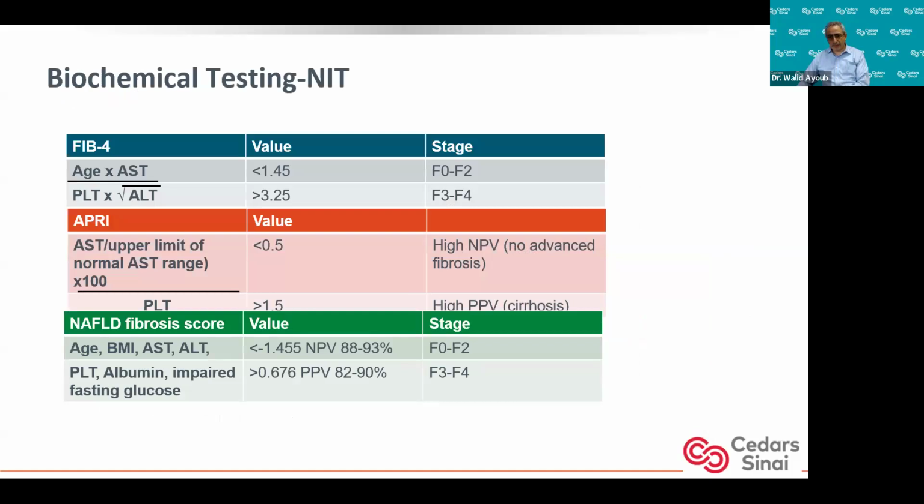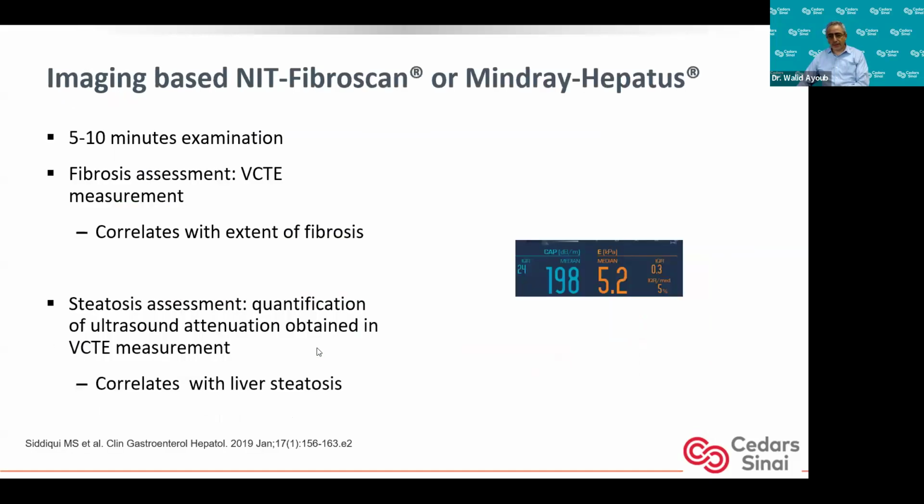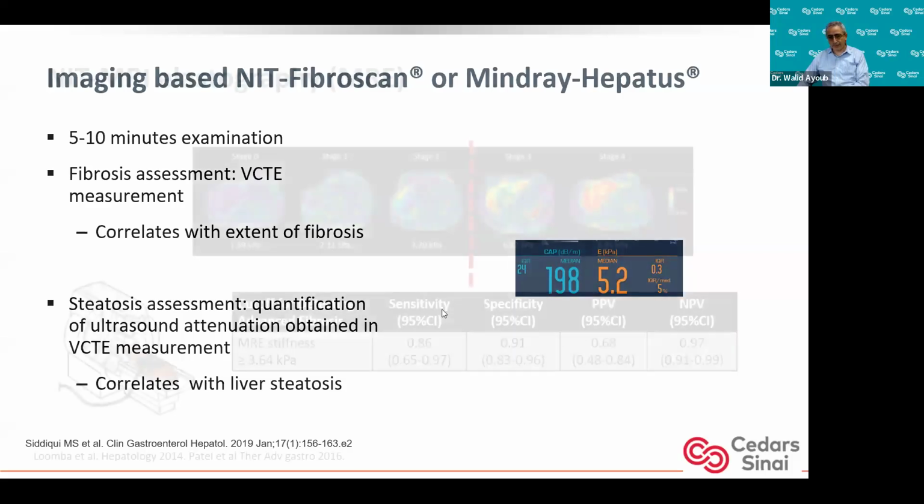These are some examples of biochemical testing. There's something called the FIB-4, the APRI score, and more complicated tests. And the ultrasound-based imaging, the FibroScan and the Mindray, is quite simple, a 5 to 10 minute test. It gives us two readings: the orange one, and that number correlates with the level of scar tissue in the liver. The blue number is the amount of fat in the liver. So it gives us a grade of the scar tissue and the fat in the liver.